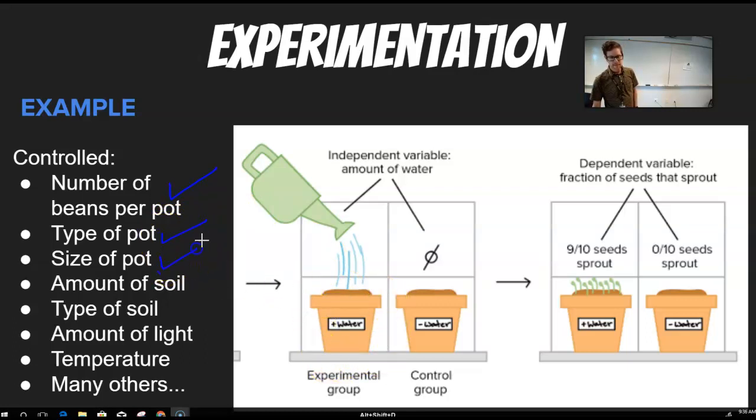The size of the pot, they are identically sized. The amount of soil, so you can see that as well. The soil is the same. The amount of light, and that would be, let's just say, we put them on the same windowsill. They should get the same amount of light. And we know light is important for plants. The temperature, so if we put them in the same room, hopefully the temperature should be the same.